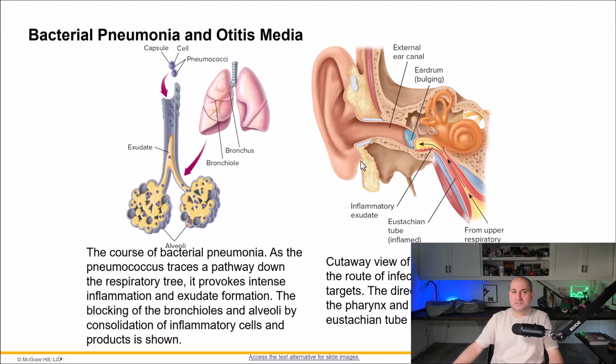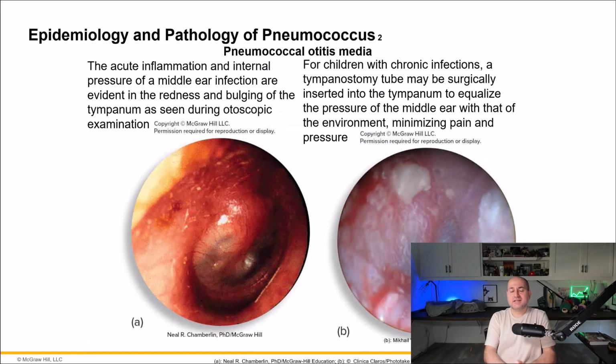And on the right, you can see otitis media. Remember I said that's a middle ear infection where the bacterium makes its way up the eustachian tube from the upper respiratory secretions to the middle ear, causing an ear infection. And that middle ear infection is very common among children, otitis media.